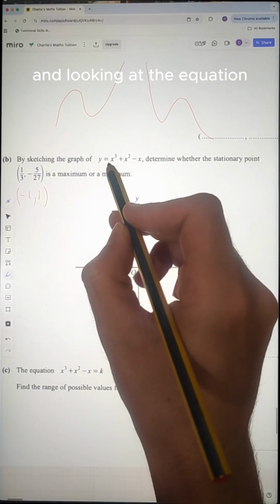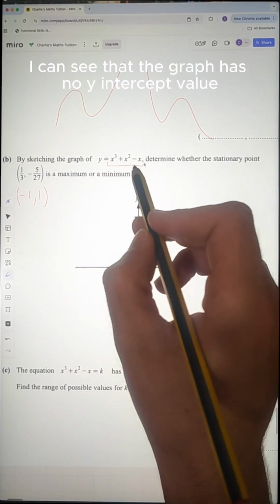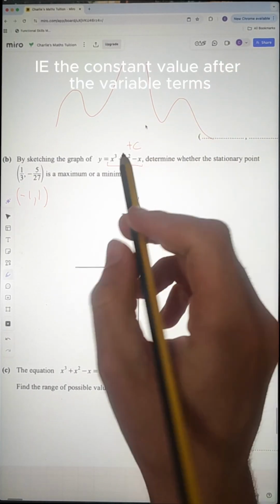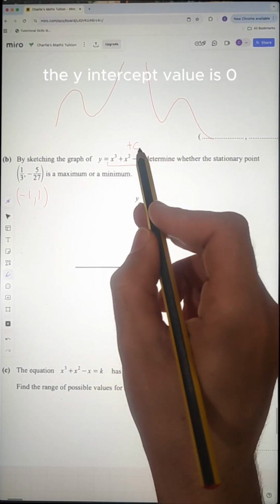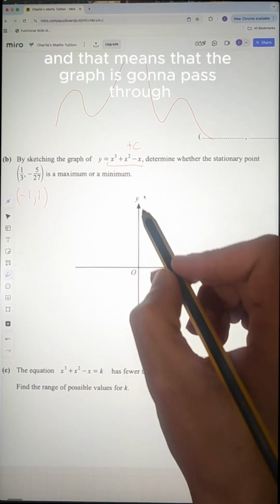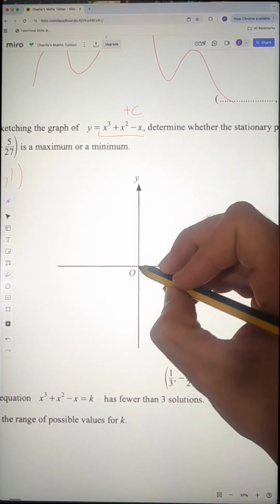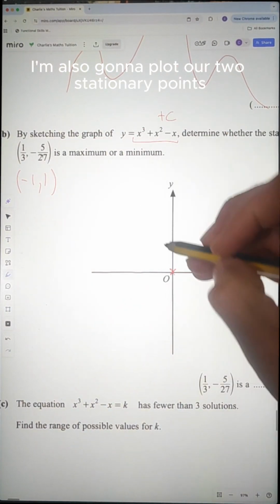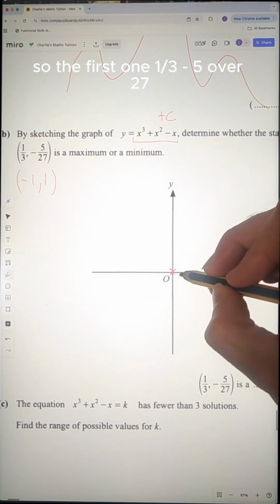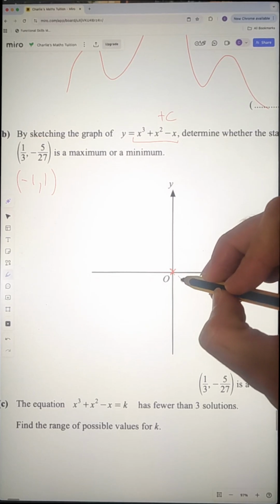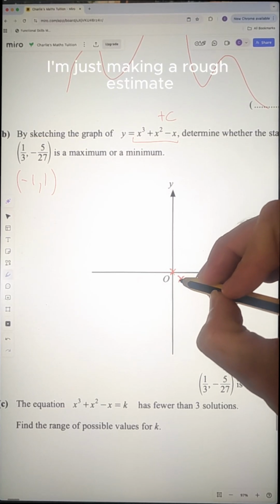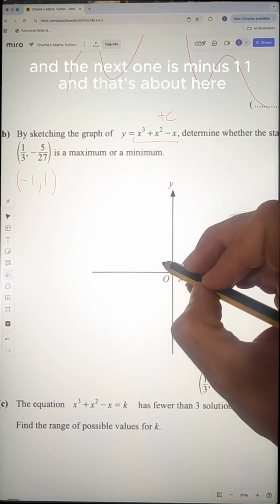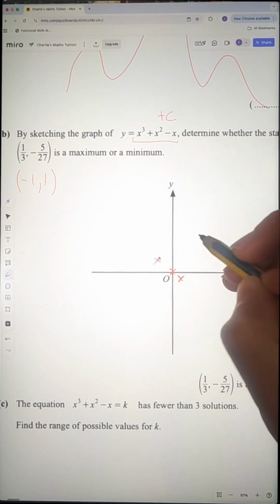Looking at the equation of the graph, I can see that the graph has no constant value after the variable terms. The y-intercept value is 0, and that means that the graph is going to pass through the origin. So I'm going to plot now the origin point. I'm also going to plot our two stationary points. The first one, 1/3 minus 5/27, around here. I'm just making a rough estimate of where that point is going to be. And the next one is minus 1, 1, and that's about here.